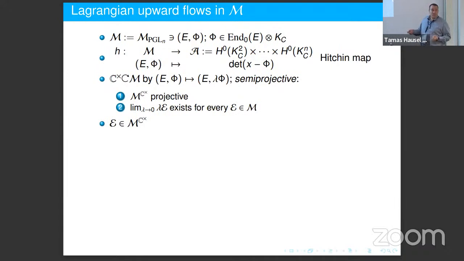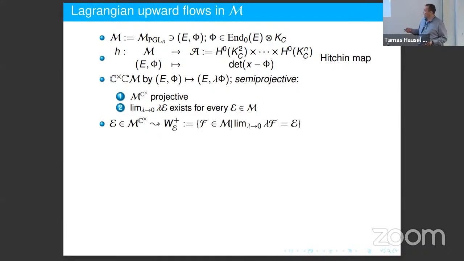And for such varieties, we have a wonderful decomposition, a partition of the variety into cells. These are what are called upward flows. So I am going to consider now a fixed point of the C star action. And to this, we can collect all the Higgs bundles which flow into this Higgs bundle. That is what we will call the upward flow from the fixed point: those bundles which flow down to this one when you apply the C star action.